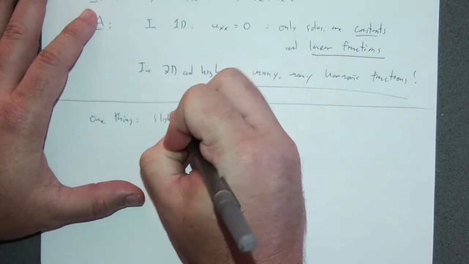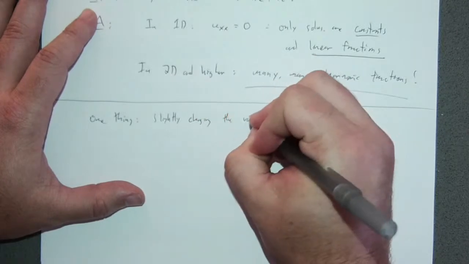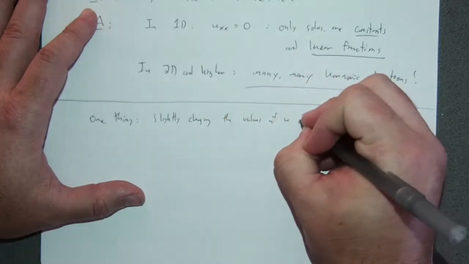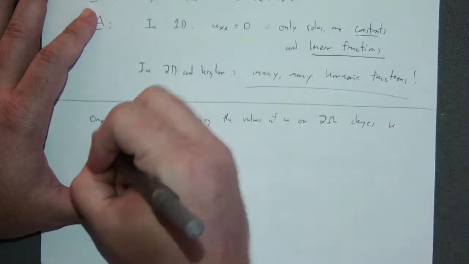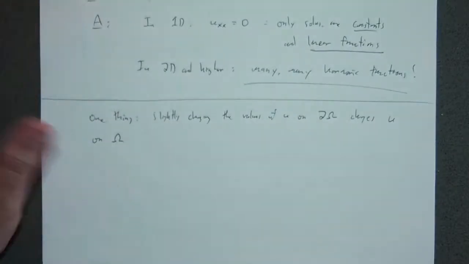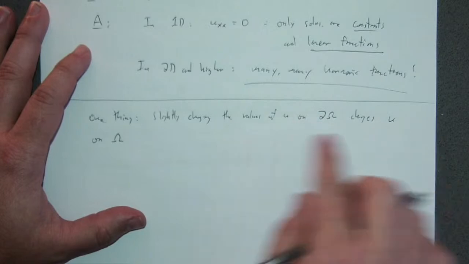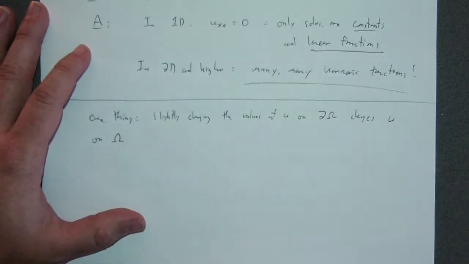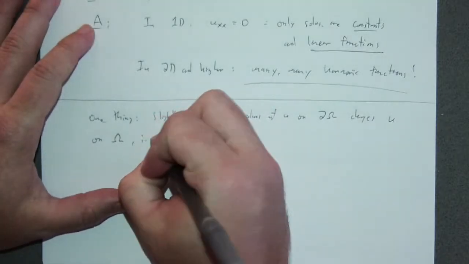So slightly changing the values of u on the boundary changes u on omega. Okay. That is, here I'm just on the boundary and nearby points. But here u changes on all of omega, right?